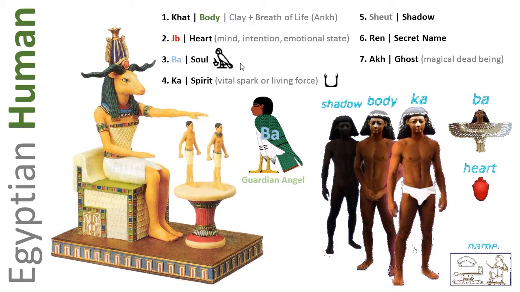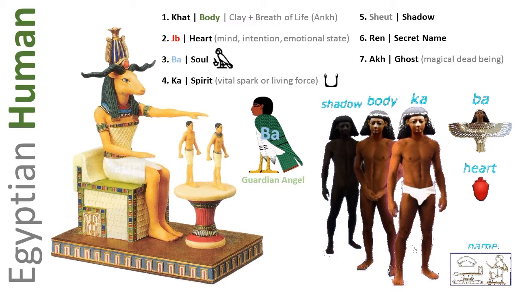3, their ba, or moral weight, conceptualized as a bird with a human head. 4, their ka, or spirit, depicted as upright arms, conceptualized as the living force of a person or vital spark. 5, their shuat, or shadow. 6, their ren, or secret name, which if you told someone, they would own you, and after you cease to exist, as long as your ren was spoken, the Egyptians believed that your ren continued to live on. 7, Akh, which was a type of ghost or magical dead being that would reside in the tomb unless the funerary rites were carried out properly.